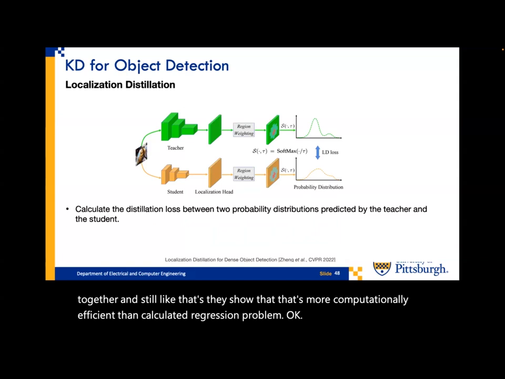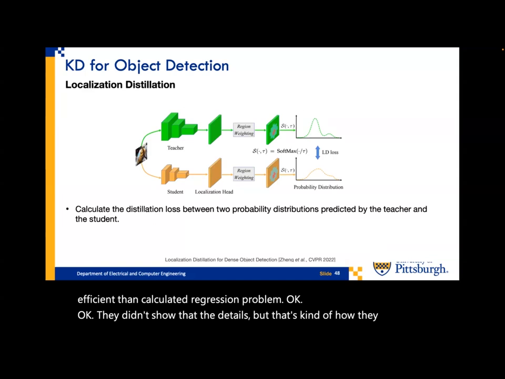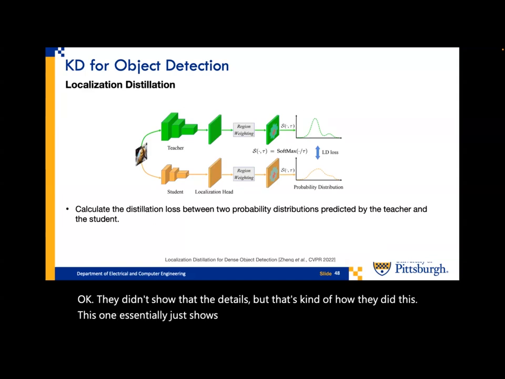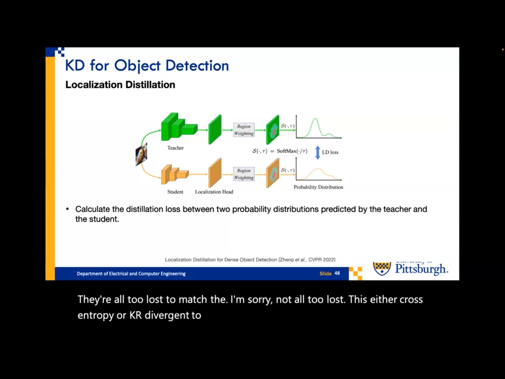So okay, they didn't show the details, but that's kind of how they did this. This one essentially just shows you how we are matching using the, I'm sorry, not L2 loss, either cross entropy or KL divergence to match the distribution of these two probability distributions. Okay.